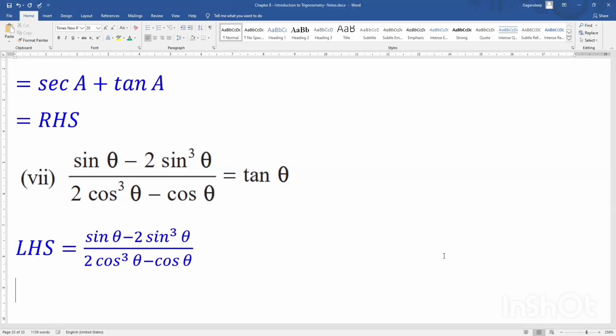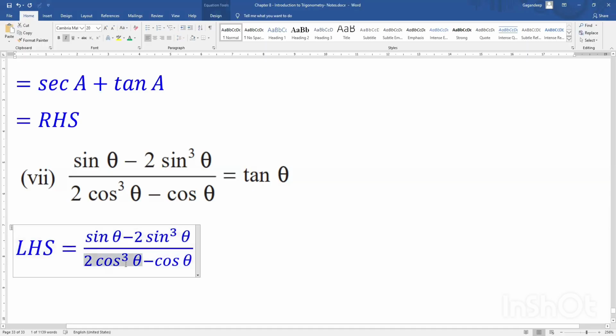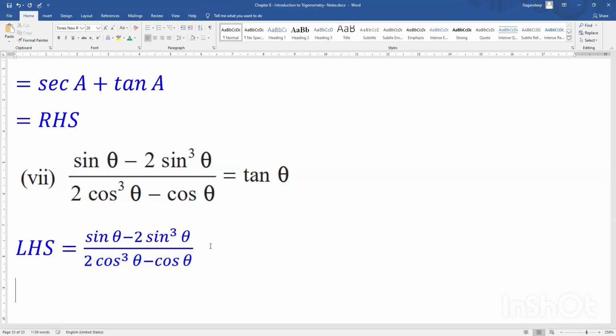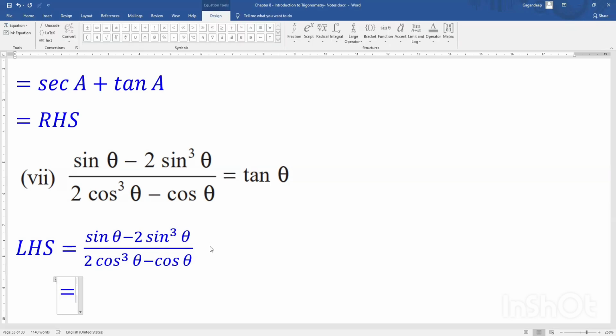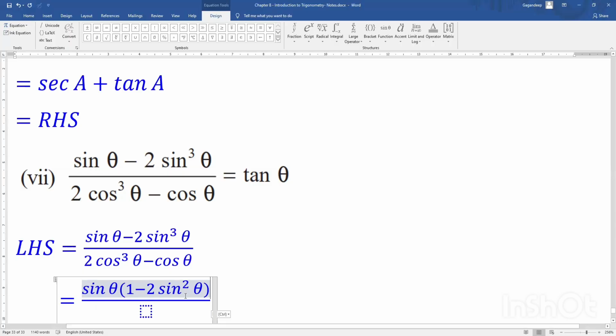And here we are going to take sin theta as a common factor in the numerator, and cos theta as a common factor in the denominator. Okay, so let us write that. So it's equal to, here we are writing the fraction. In the numerator, I'm writing sin theta into 1 minus 2 sin square theta, and the denominator, cos theta into 2 cos square theta minus 1.